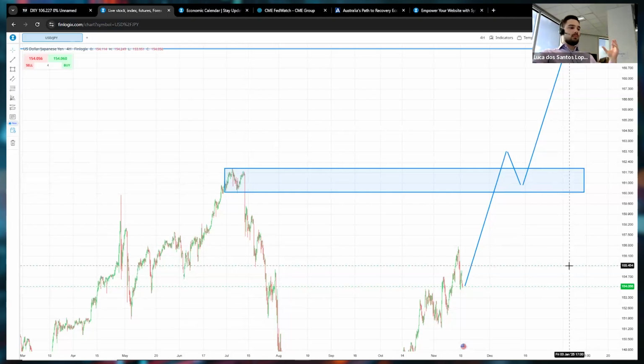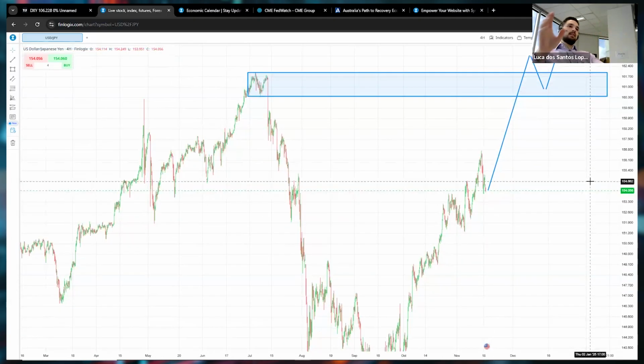All right. Additionally, if we see a continuation of Japanese yen being very weak, and then breaking through the top, retesting that top, and continuing to 107.